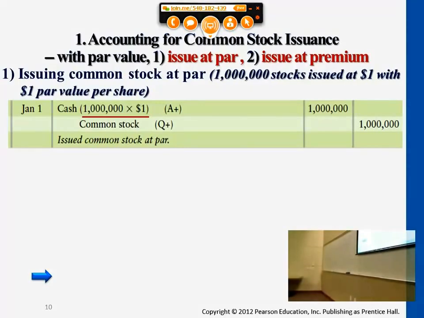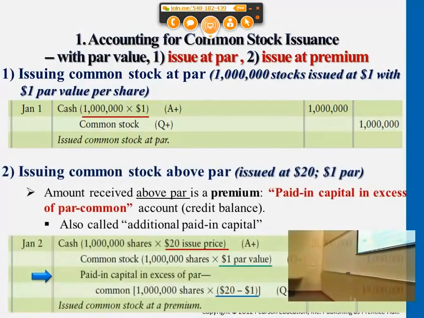Okay, if we move on to the second case, let's say now we're not issuing at the par value, but at a dollar amount above the par value. So again, the issue price may be different from the face value of the stock. Face value is just an arbitrary amount that the company designates to the stock, so oftentimes it's at a very minimum level.